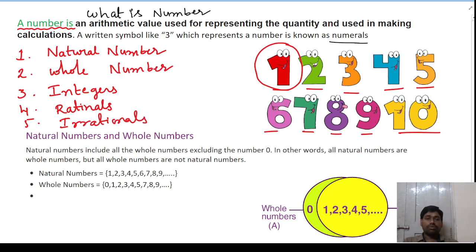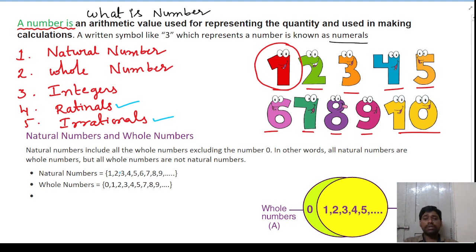So in this class, we are going to learn these concepts: what is meant by number. It is an arithmetic value used for representing quantities and making our calculations. Second, the different types of numbers in the number system: natural numbers, whole numbers, integers, rationals and irrationals.